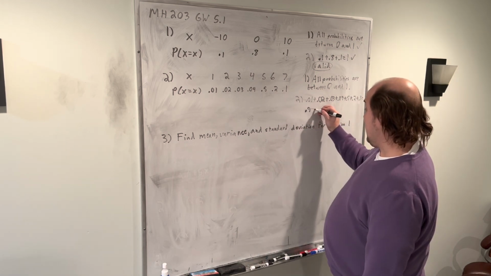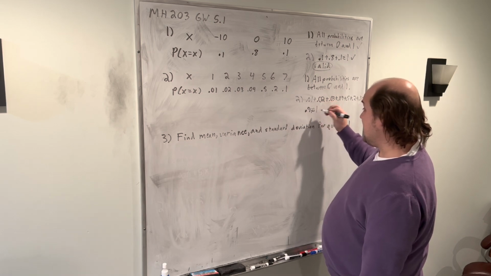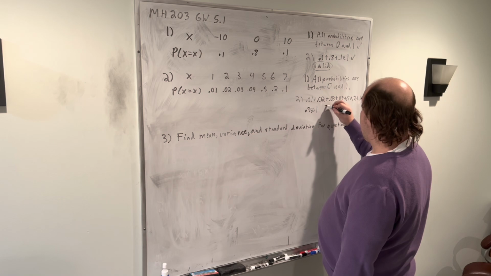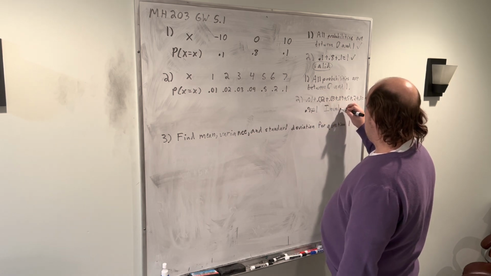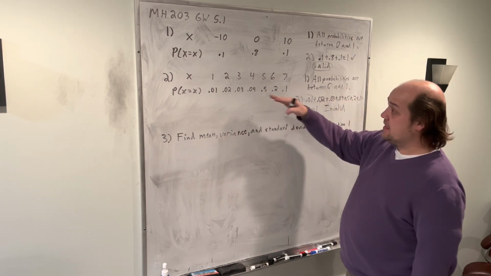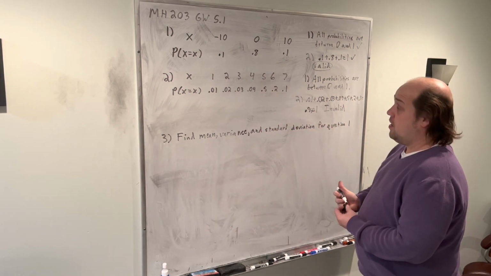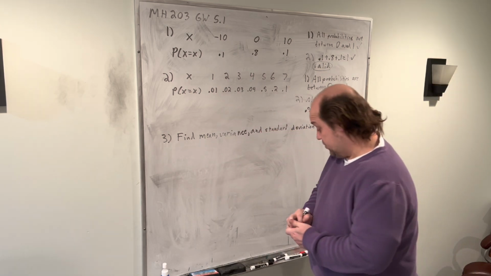0.9 is not equal to exactly 1. For that reason, this is invalid. Basically, I've proven that this distribution does not fit the second property of a valid discrete probability distribution.